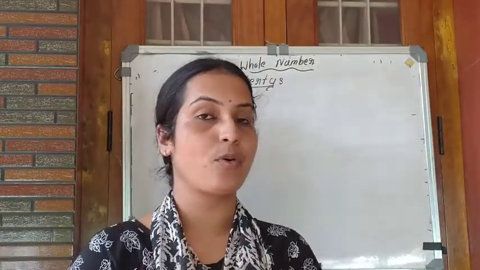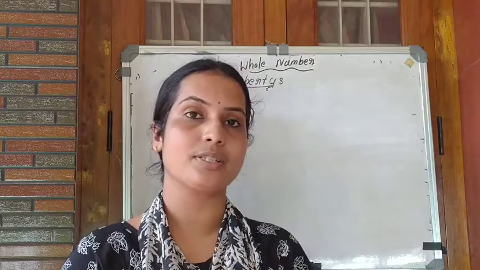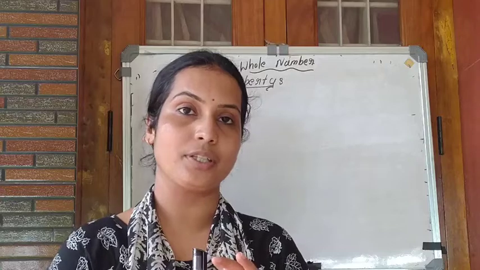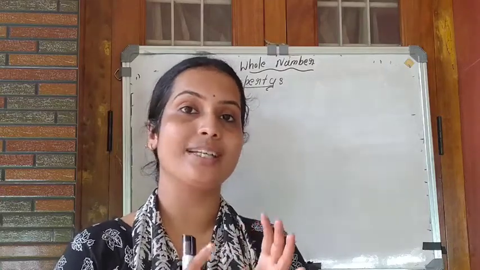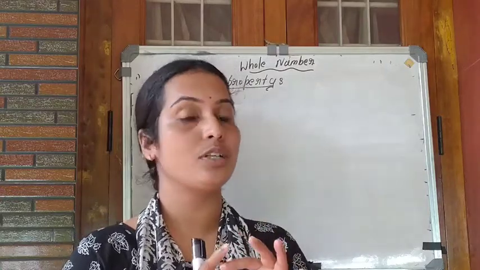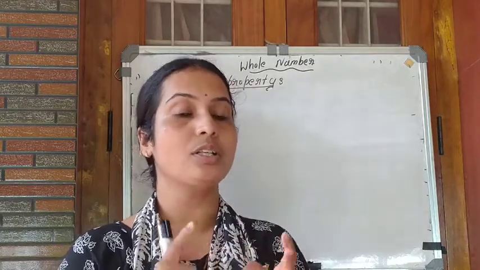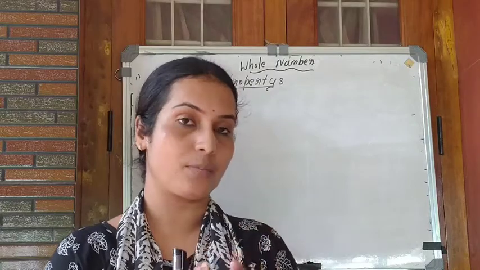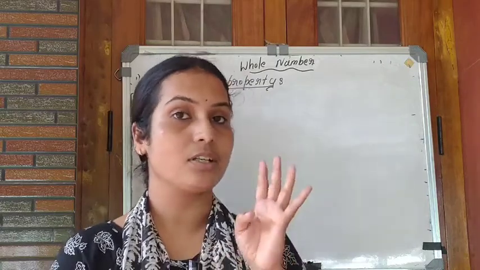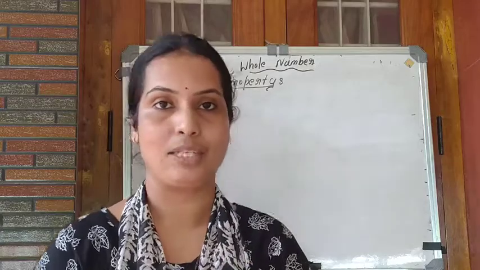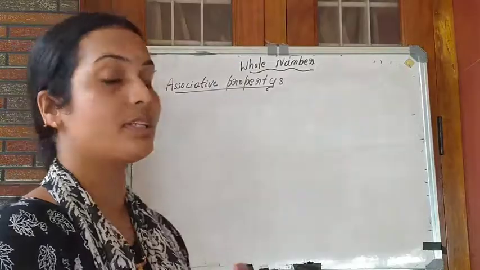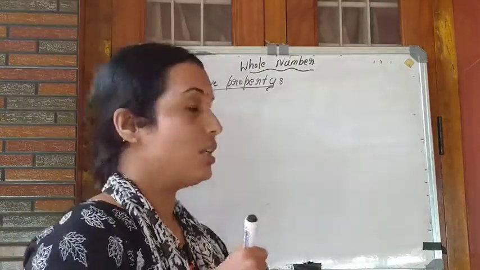Good morning, students. In the previous class we discussed different properties of whole numbers, like the closure property and the commutative property. The closure property holds under addition and multiplication, and the commutative property is also satisfied for addition and multiplication. Next, we can discuss the associative property.